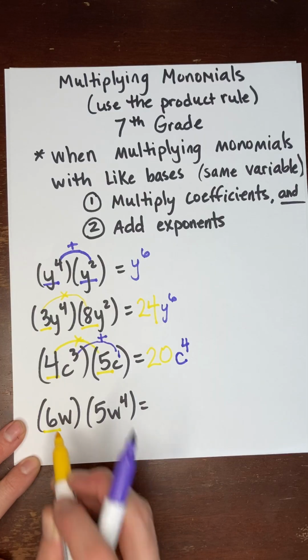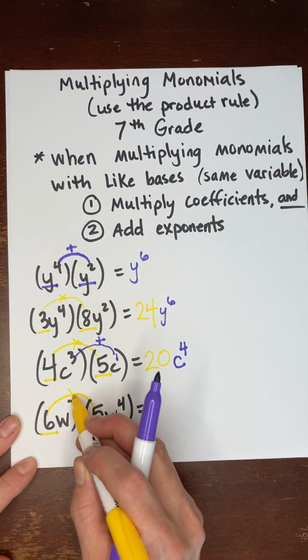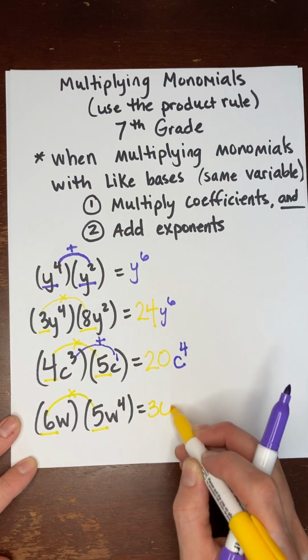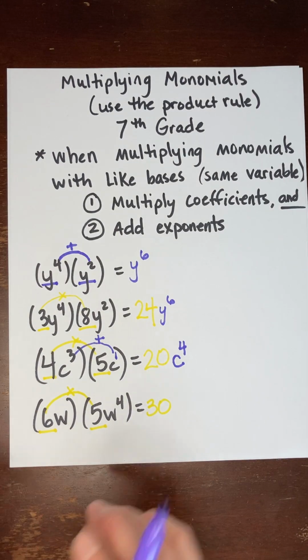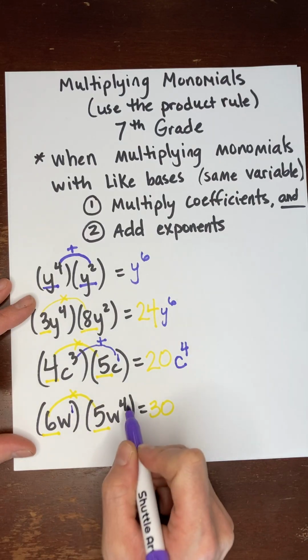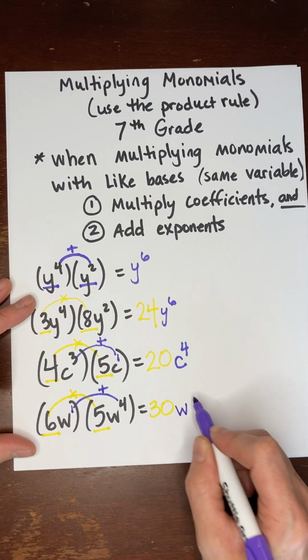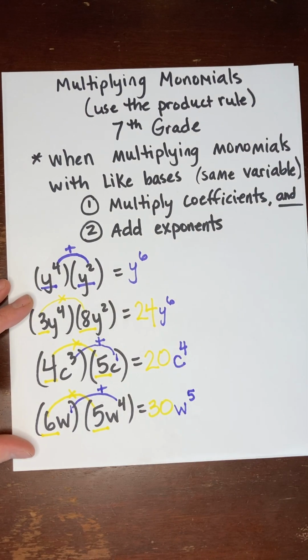Okay, we have 6 and 5, which are our coefficients. 6 times 5 is 30. And then our variable is w. We're going to go ahead and put a 1 there, and w to the 4, so 1 plus 4 equals 5. So I have w to the 5.